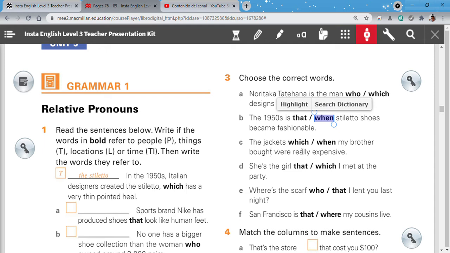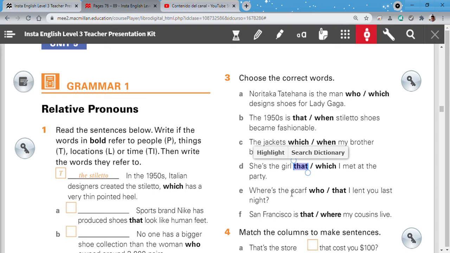The jackets which, or the jackets when, my brother bought were really expensive. The jacket which or when? Of course, which is a thing. She's the girl that, or she's the girl which, I met at the party. Of course, that, because that is for person or things.